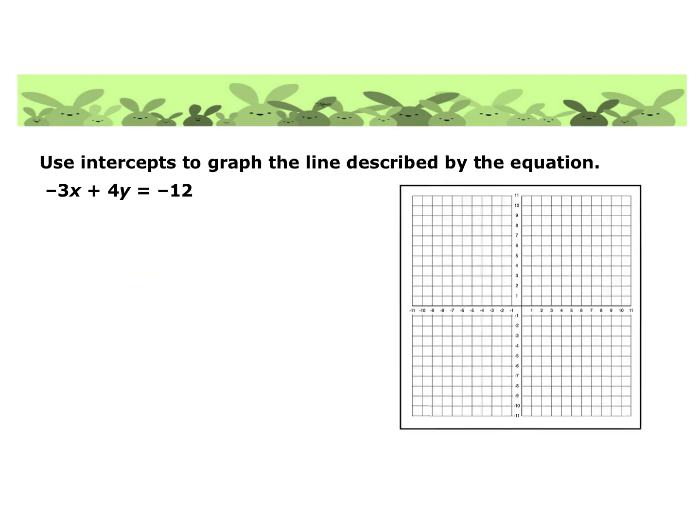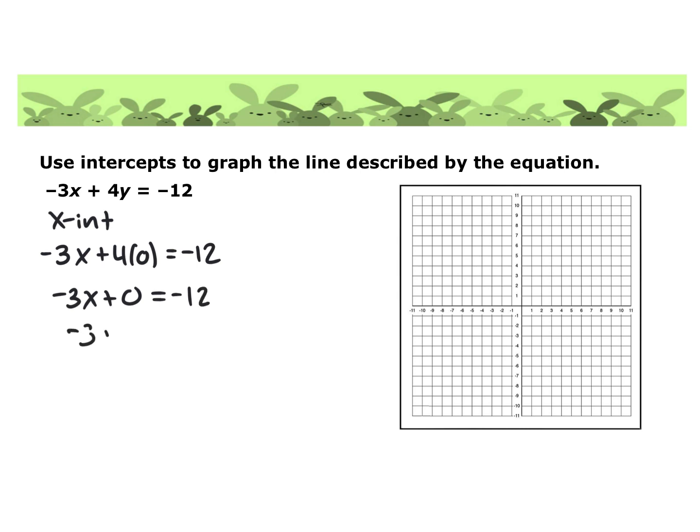So again, to find the x-intercept, we're going to set the y to 0. So we're going to get negative 3x plus 4 times 0 equals negative 12. So negative 3x plus 0 equals negative 12. So we have negative 3x equals negative 12, divided by negative 3, divided by negative 3. We get that x is equal to 4. That is 4 comma 0.